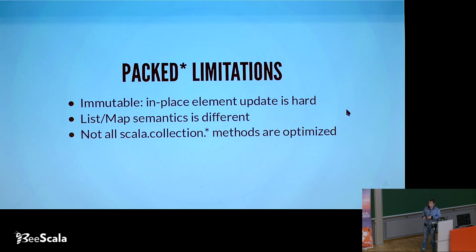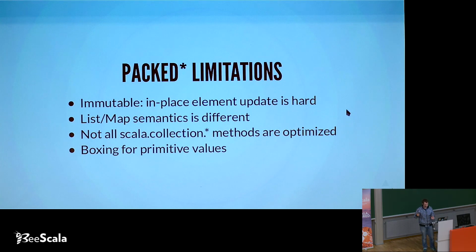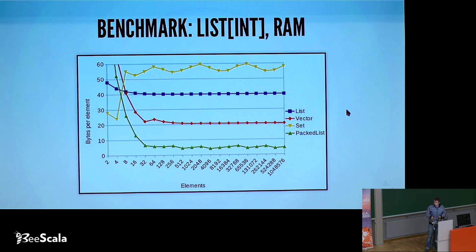But not all the methods are that smart, so some of them, and most of them, will cause the object unpacking, so it can be quite slow. And the boxing. Boxing is everywhere, but that's a problem of the Scala collections, not of the scala-packed library. So for the benchmarks, it looks like this.